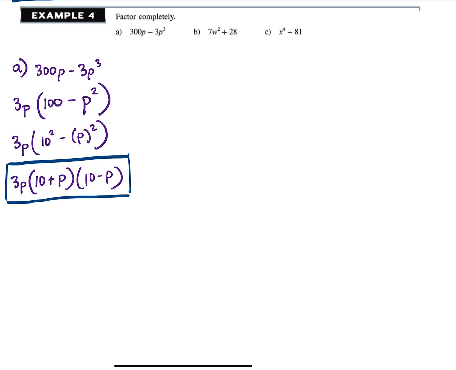Okay, part B. We're given 7w squared plus 28. So can I factor something out of both terms? It looks like they're both divisible by 7. We'd be left with w squared plus 4. And here it's tempting to do this as a difference of squares, w plus 2 times w minus 2. But we have a sum. So that's that same issue we saw before. It's not a difference of squares. So we'll have to stop here. We won't be able to factor this any further.